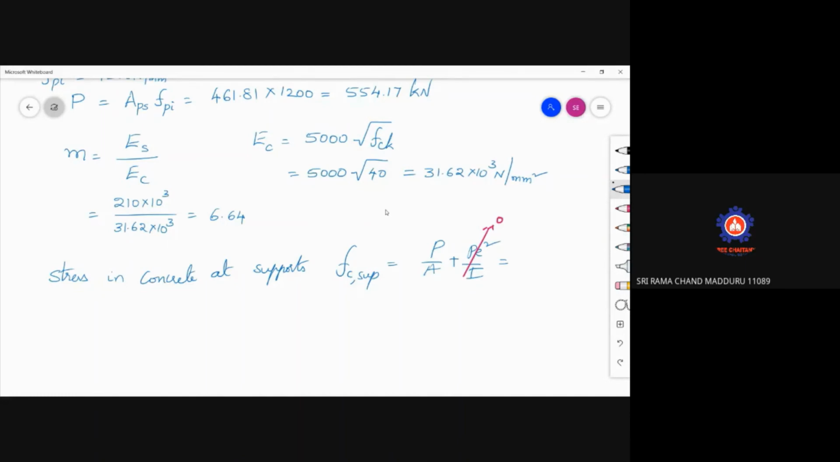P is nothing but the prestressing force, 554.17 into 10 cube Newtons by 10 power 5. So that will give you the stress in concrete at supports, which is 5.54 Newton per mm square. Now, stress in concrete at center span.